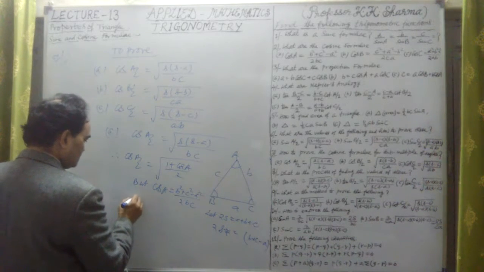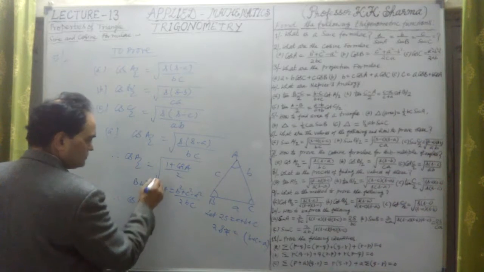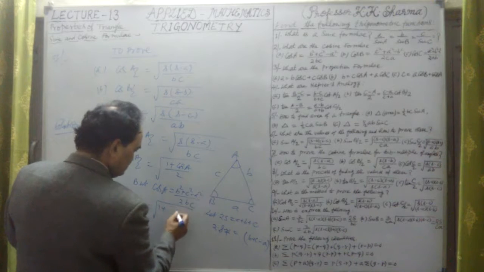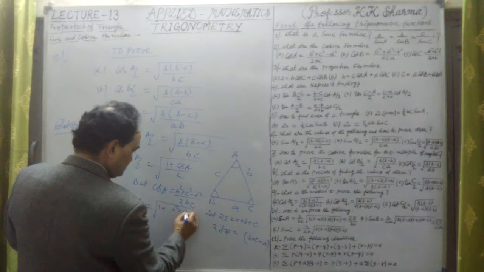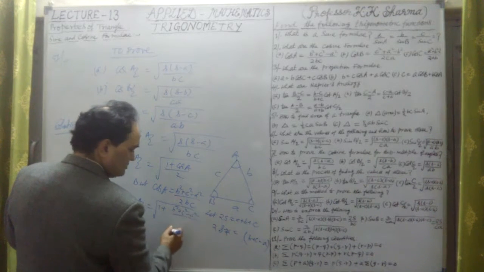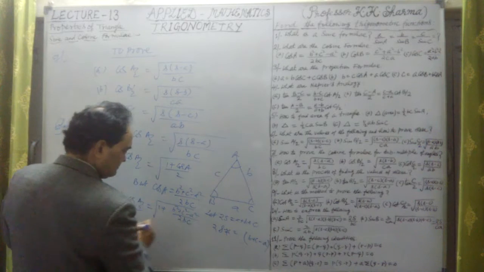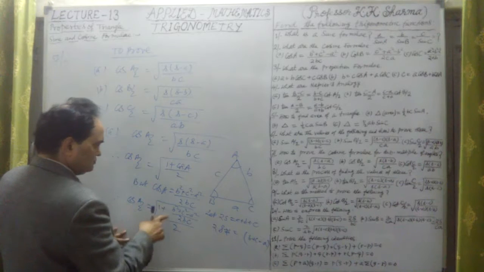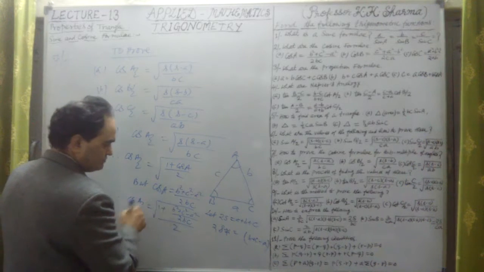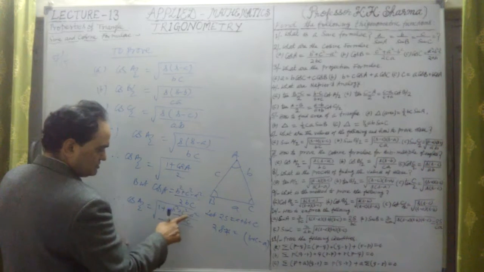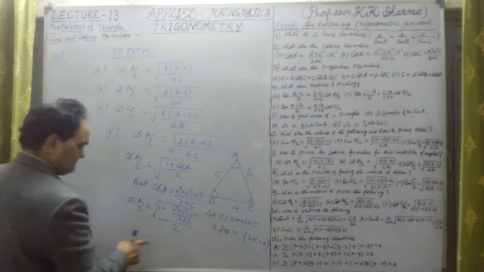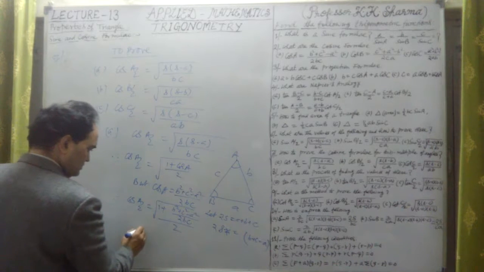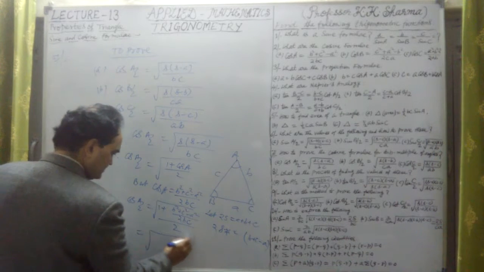Therefore, cos A by 2 is equal to square root of (1 plus this value, which is (b square plus c square minus a square) divided by twice bc) divided by 2, this whole divided by 2. Cos A value is this upon 2. Okay, therefore, with this let me solve further.